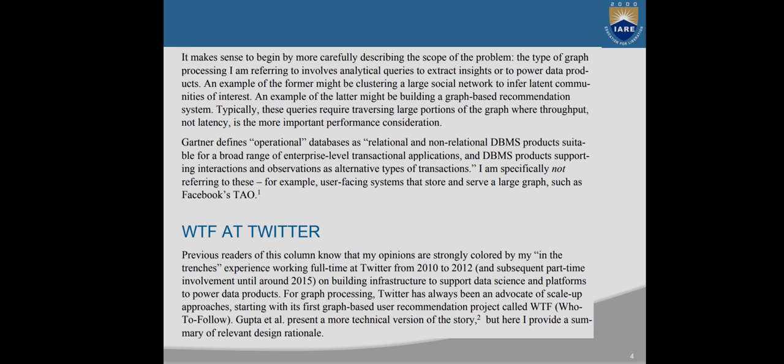Previous readers of the column know that my opinion is strongly colored by experience in the trenches, working full time at Twitter from 2010 to 2012 on building infrastructure to support data science and platforms to power data products. For graph processing, Twitter has been an adopter of scale up approaches, starting with the first graph based user recommendation project called WTF, who to follow. I present a more technical version of the story elsewhere, but here I provide a summary of the relevant design rationale.